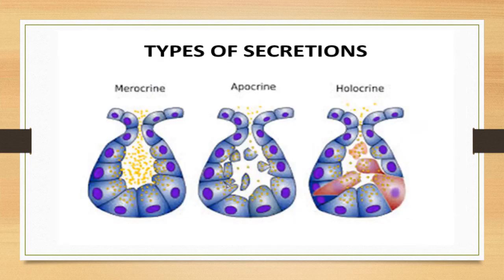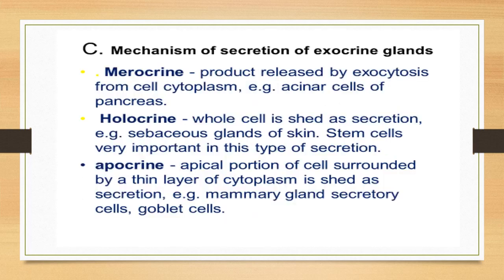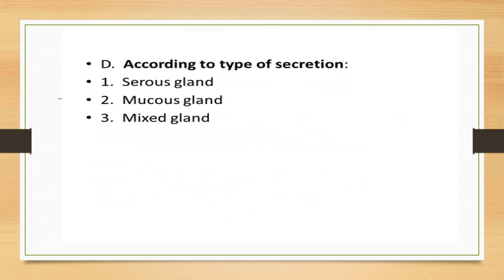So these are the three varieties of the glands according to their mode or the mechanism of secretion, that is the merocrine, the apocrine, and the holocrine. Now, according to the nature of the secretion, there are three varieties: the serous glands, the mucous glands, or the mixed type of glands. That is when we analyze the consistency of the secretion. It could be serous, mucous, or mixed.